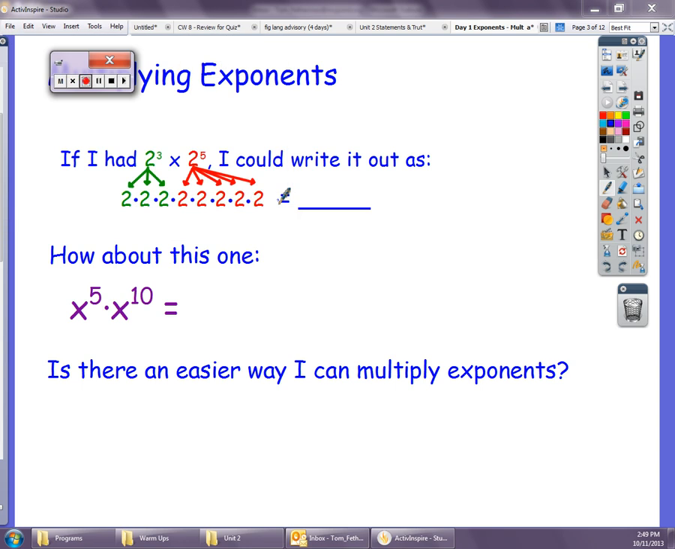All right. Unit 1, Topic 3, the laws of exponents. The first law of exponents we're going to be looking at is multiplying exponents.